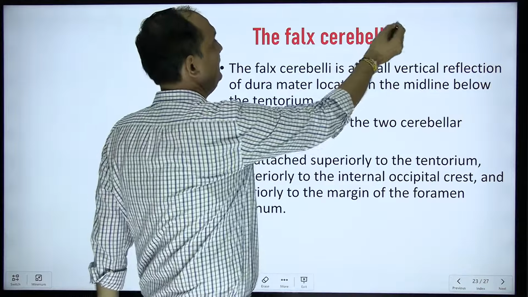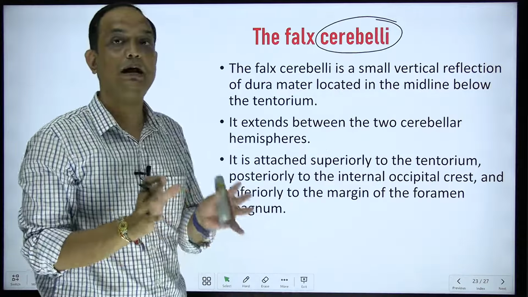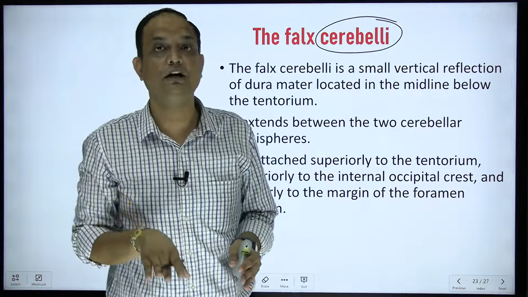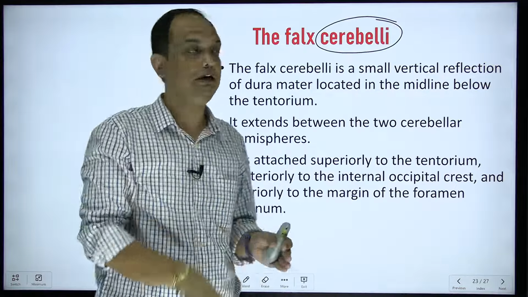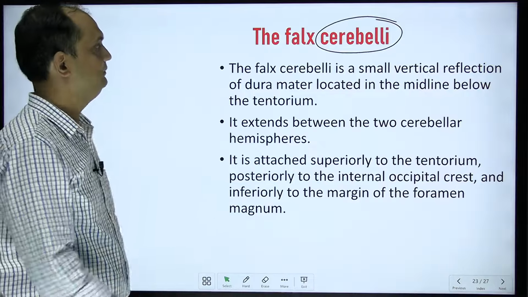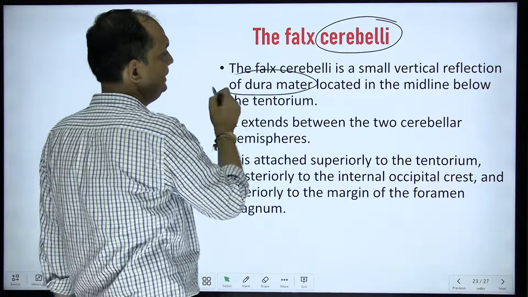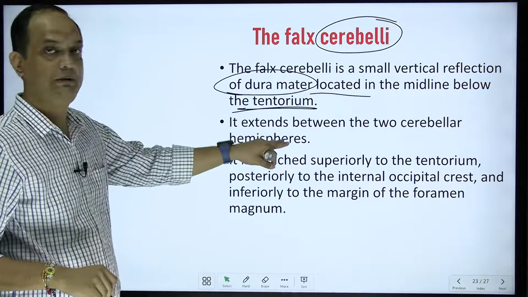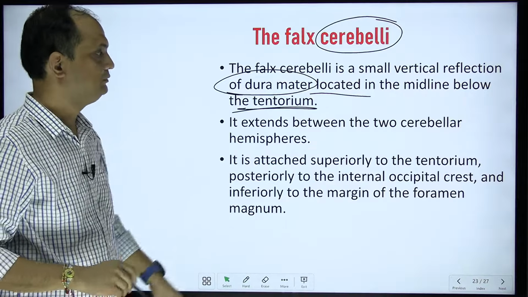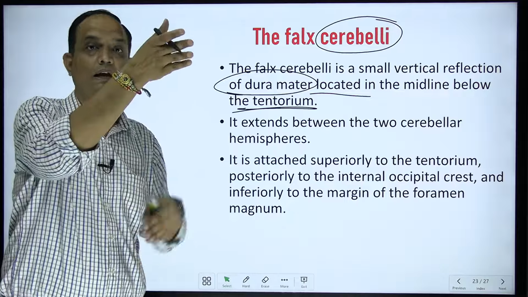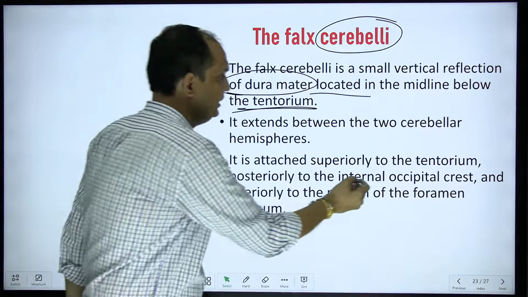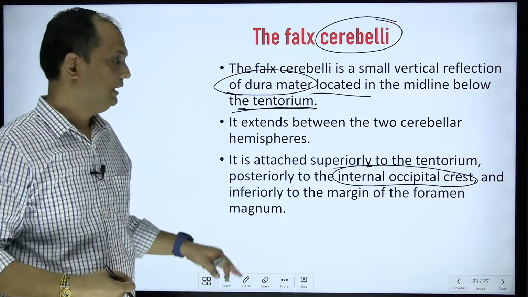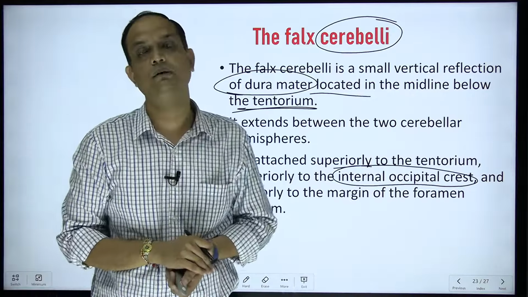I told you falx cerebelli is present between the cerebellar hemispheres. It is a very small fold which is present in the infratentorial compartment, that is below the tentorium cerebelli, and it is a small vertical reflection of the duramater located in the midline below the tentorium cerebelli between the two cerebellar hemispheres, and it attaches superiorly to the tentorium cerebelli, inferiorly to the internal occipital crest. ठीक है? And along with the margins of foramen magnum.